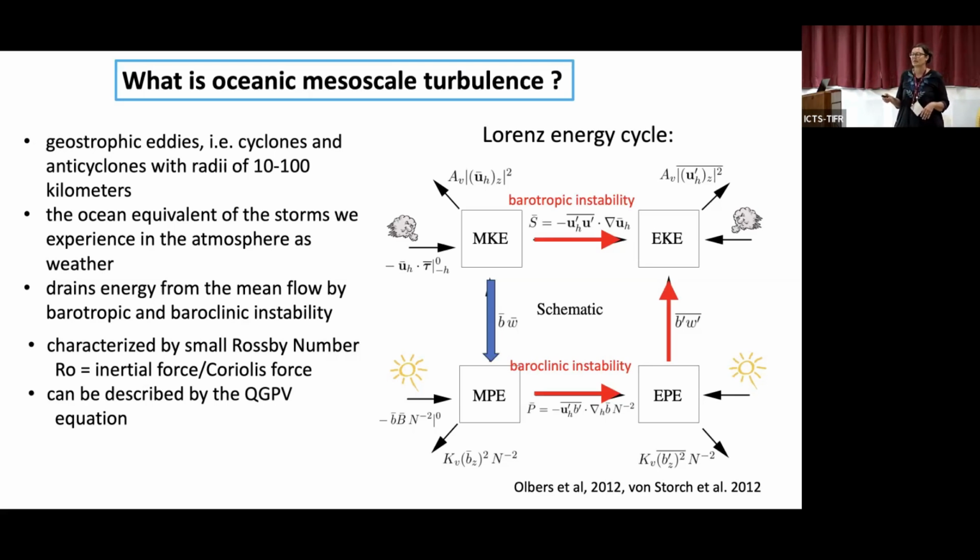Here would be associated with barotropic instability. And here you have your baroclinic instability pathway, and this would be related to Ekman pumping. I want to mention here just a few differences to the atmospheric Lorenz energy cycle.